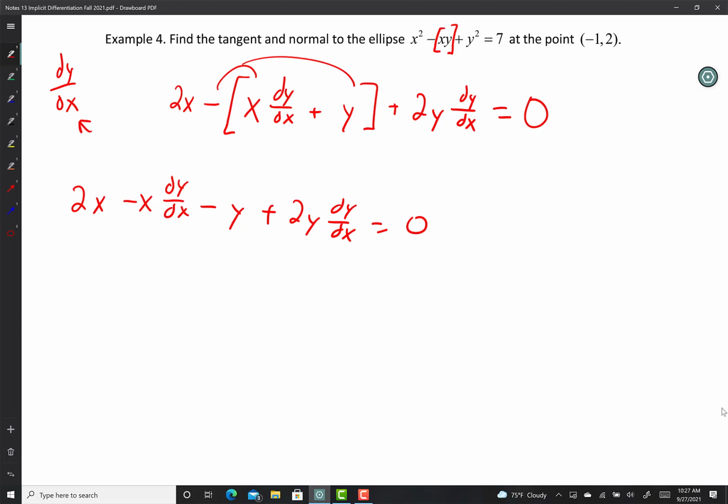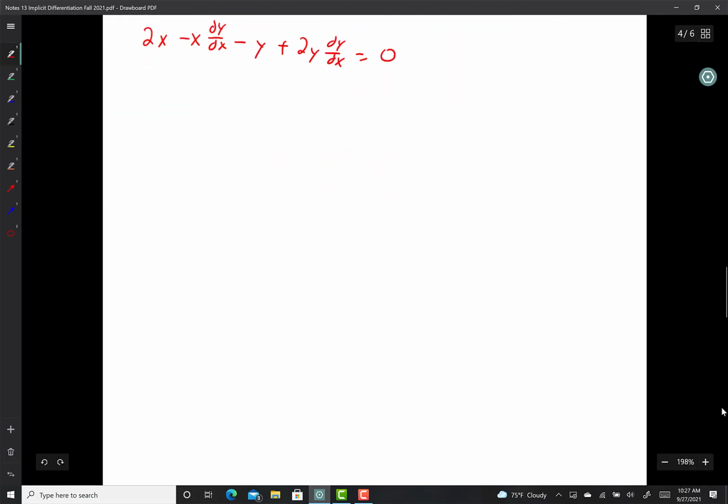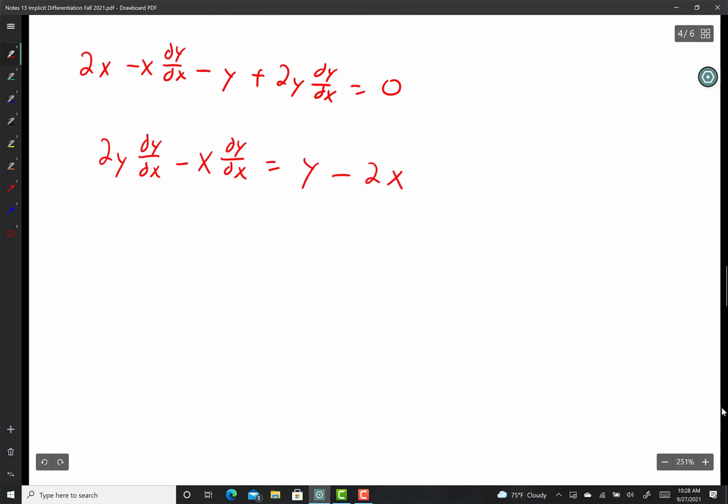Anything that has a dy/dx, I want it in the front, on the left-hand side. Anything that does not, move it to the right. Now, I'm going to move the 2y dy/dx to the front, guys, because I like to start with a positive expression. So I'm going to write 2y dy/dx minus x dy/dx equals, let's see, y minus 2x. Does everyone know where I got that? All right, next I'm going to factor out dy/dx. (2y minus x) equals y minus 2x.